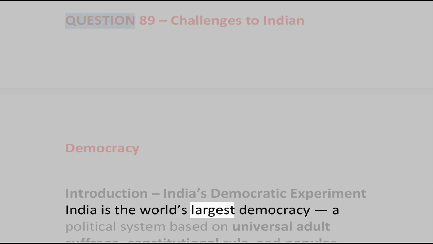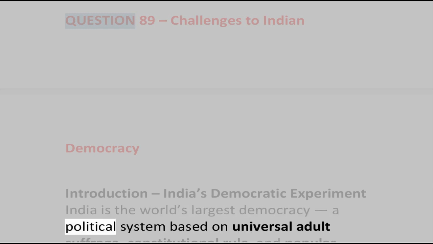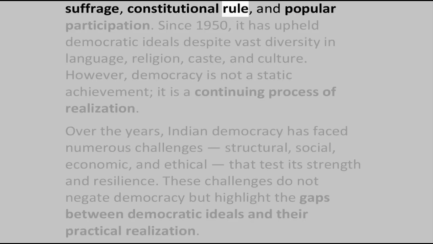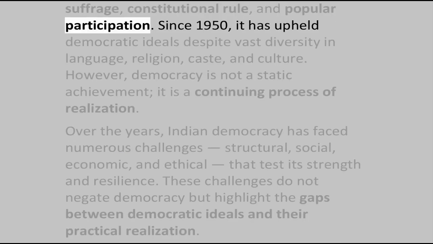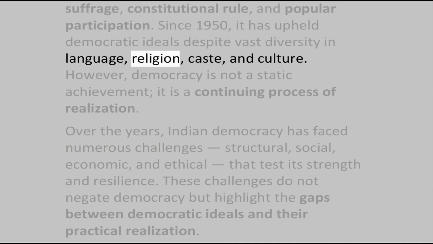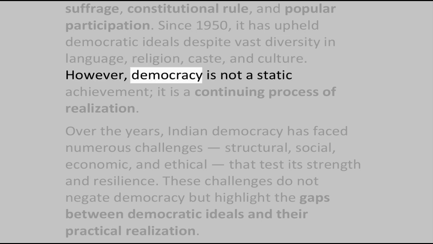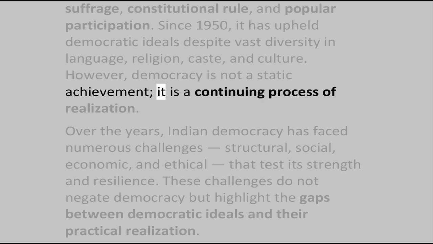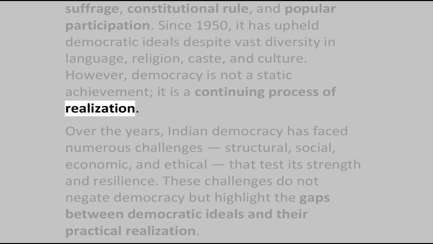India is the world's largest democracy, a political system based on universal adult suffrage, constitutional rule, and popular participation. Since 1950, it has upheld democratic ideals despite vast diversity in language, religion, caste, and culture. However, democracy is not a static achievement, it is a continuing process of realization.